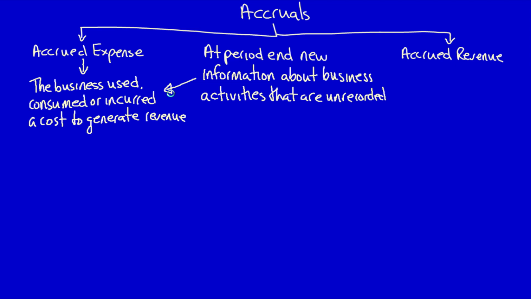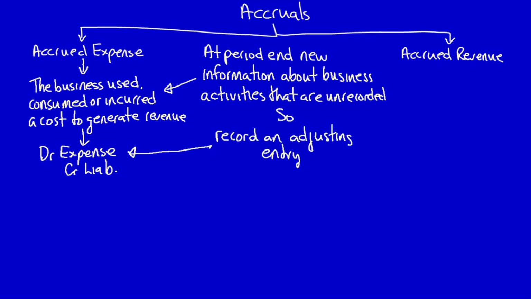Because something has been used, consumed, or incurred to help generate revenue, we must record immediately an expense. No cash has changed hands yet, so we've got to record a liability. This is the adjusting entry.